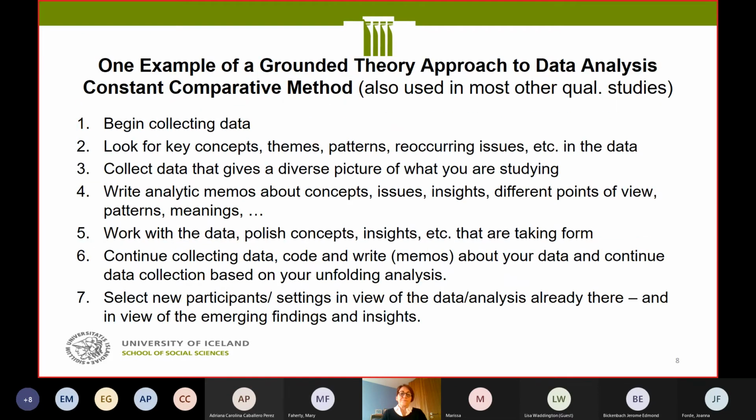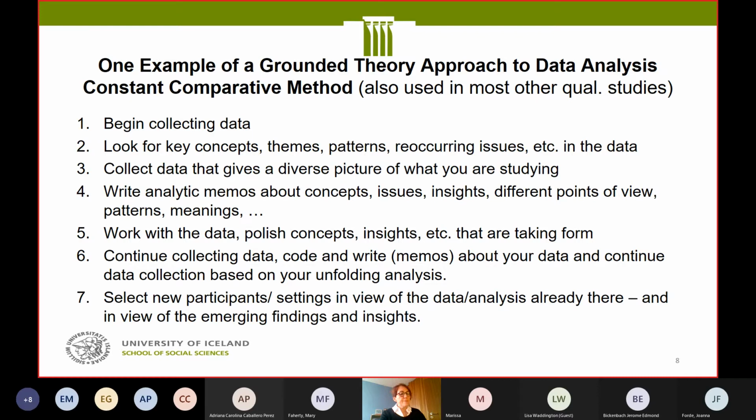Okay, so I'm going to give you one example of a grounded theory approach to data analysis, which is called the constant comparative method. Grounded theory is really the qualitative methodology that has developed this way of coding the data.